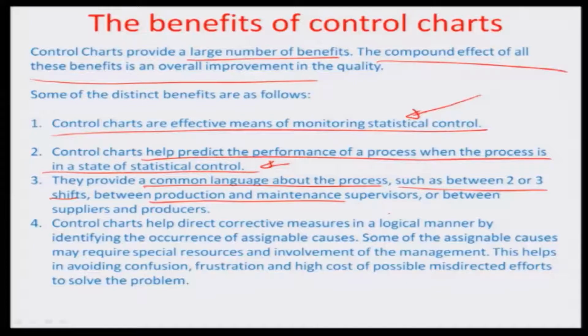It can be related to shifts of production or maintenance, or between suppliers and producers, many different aspects. So without physically talking to each other, there is a way to share their experiences using the control chart. Obviously control charts help direct corrective measures in a logical manner by identifying the occurrence of assignable causes.